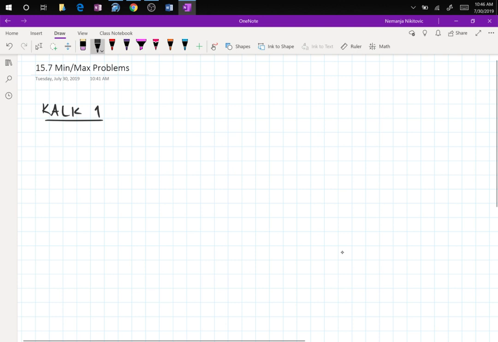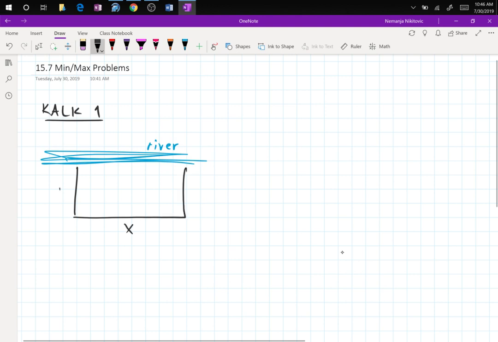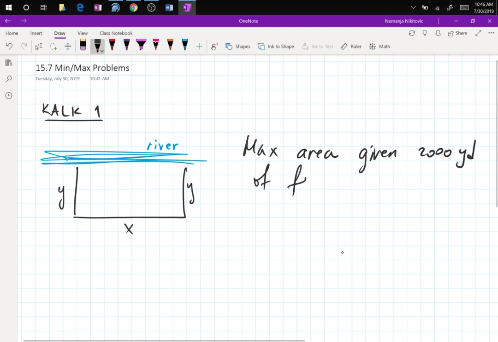So let's say you have a river and you have some kind of a rectangular plot with dimensions x and y, and you want the max area given 2,000 yards of fence. So what are the dimensions so that area is maximum?